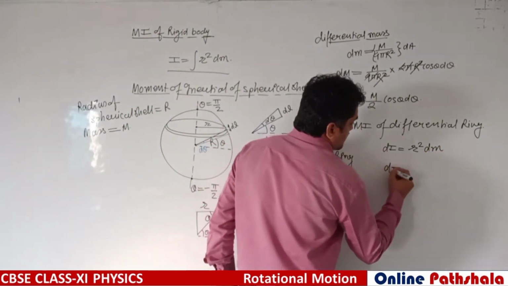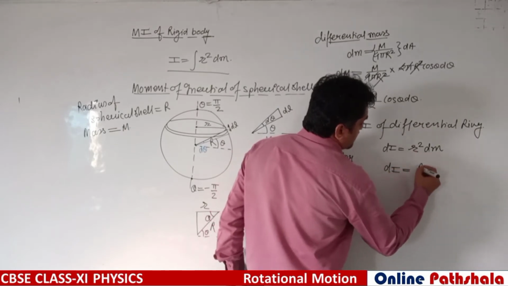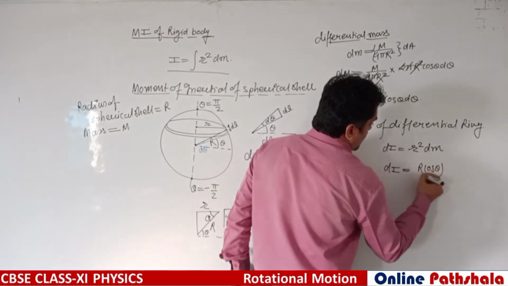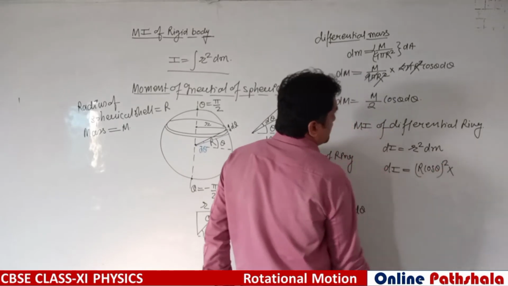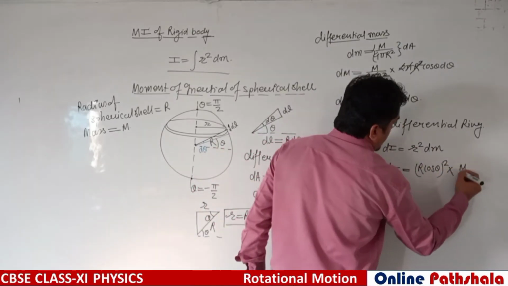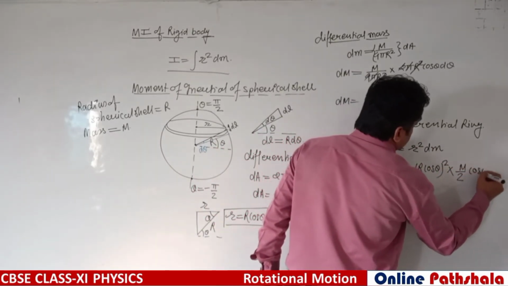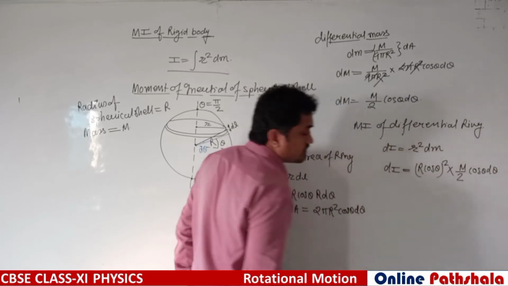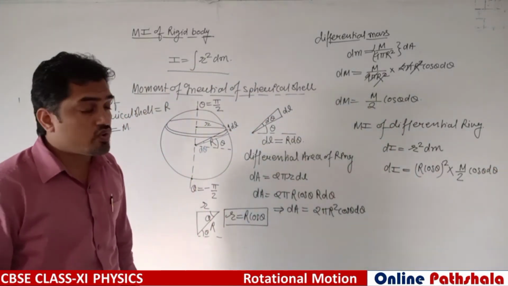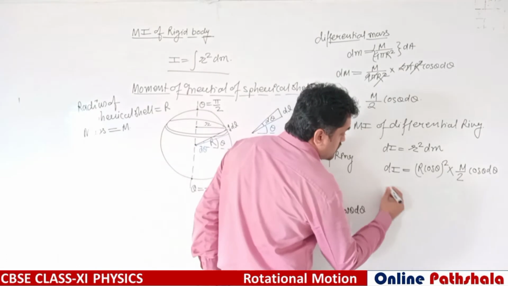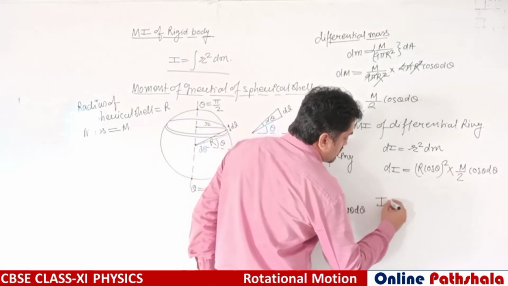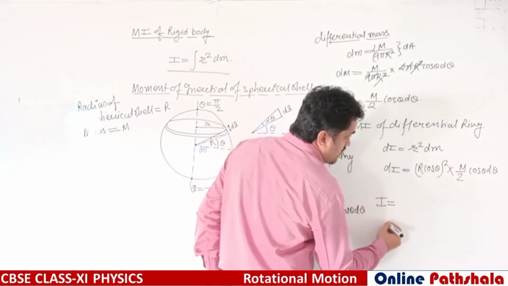So, dI is equal to r cos theta whole square, and what is the value of dm? It is m by 2 into cos theta d theta. I think it is very much clear to all of you. Now, we have to do integration. So, we will get the total moment of inertia.